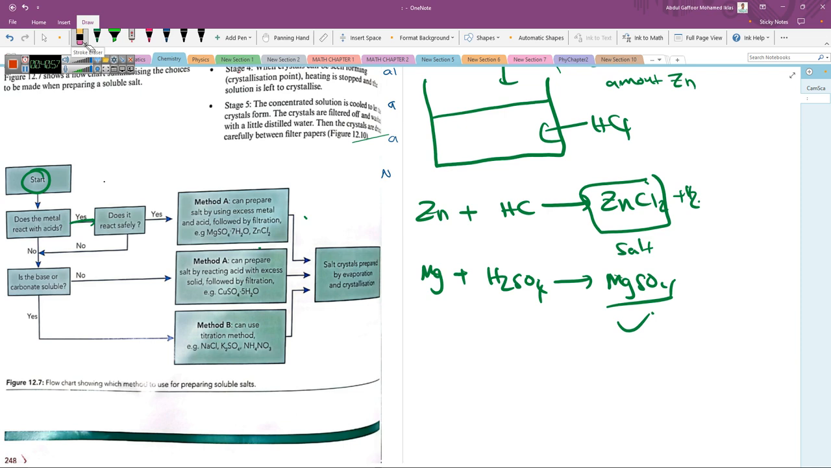Okay, right. Now if the answer is no for these two questions, now we will take base or carbonate, right? And now what we have to ask is, if the metal does not work, the other reactants that we have are bases and carbonates.